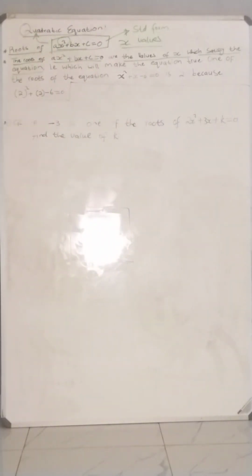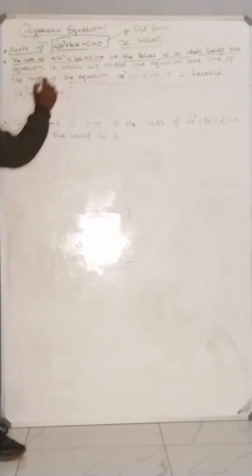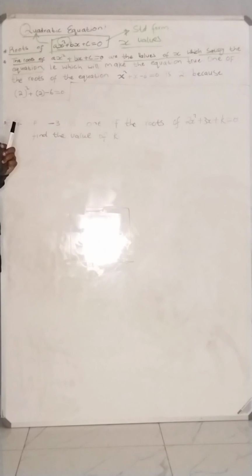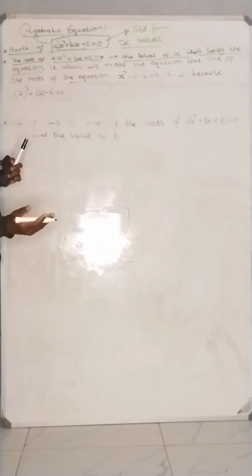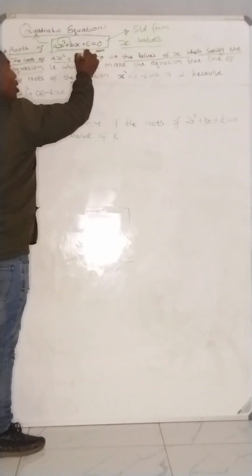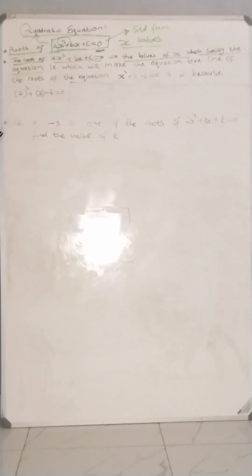Not any x value, but the x value that satisfies the equation. What do we mean by that? We mean the x values which, when we substitute them in place of x into this equation, leave the left side and the right side in balance. That is, if the right side is equal to 0, then the left side is also equal to 0.